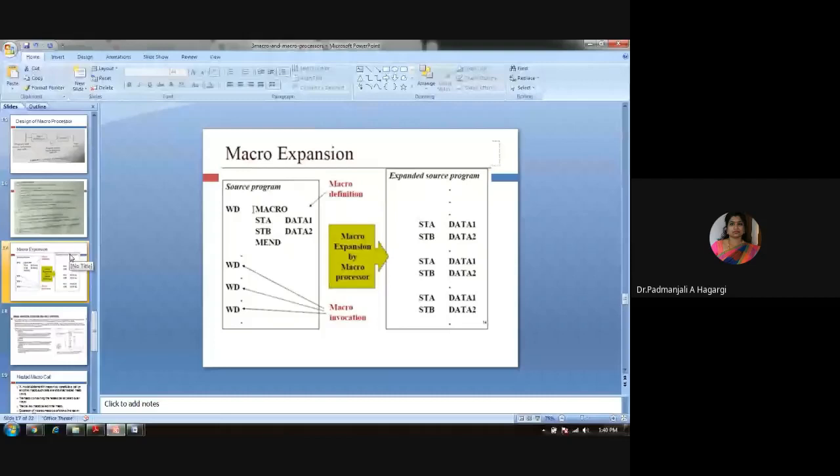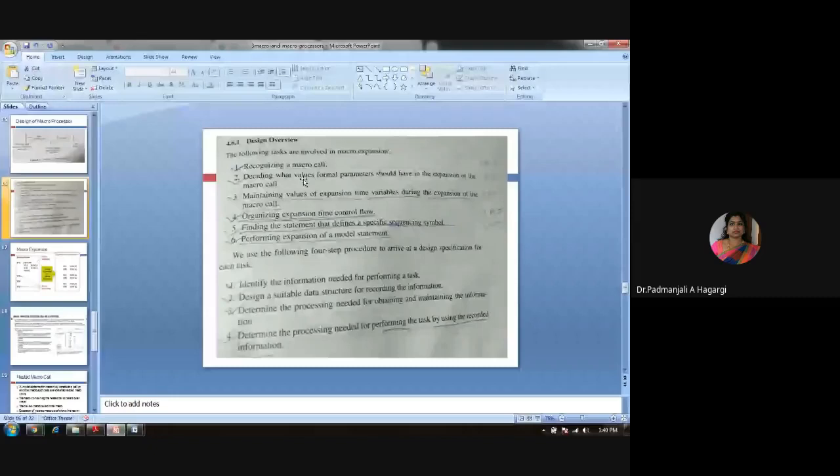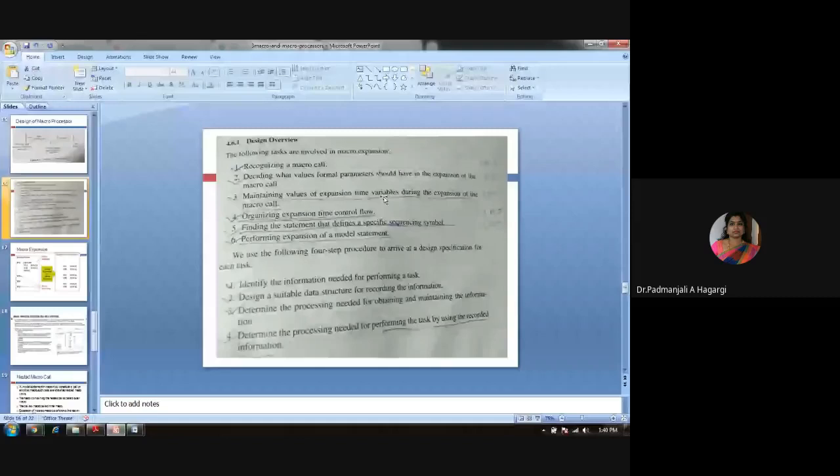So here it means the same. Recognizing a macro call, deciding what values formal parameters should have in the expansion of the macro call. Then the third task is maintaining the expansion time variables during the expansion of the macro call. It also maintains the values of the expansion. Suppose I may be giving in WD, the first WD, it is being expanded by something called X, a parameter called Y, and a parameter called Z. So it should know what values we are giving. X may assume 3, 5, 6 respectively, and those values are being expanded to the respective three macro invocations.